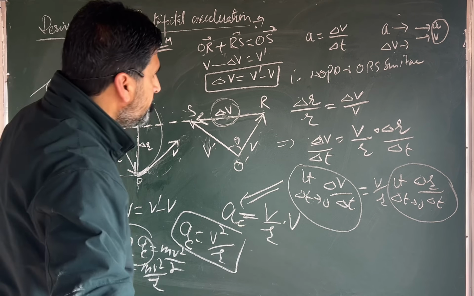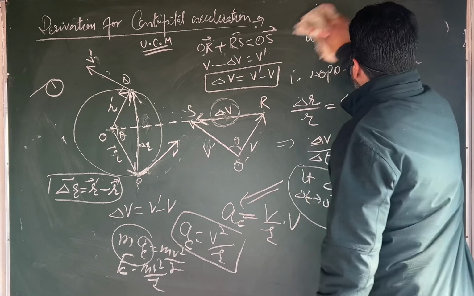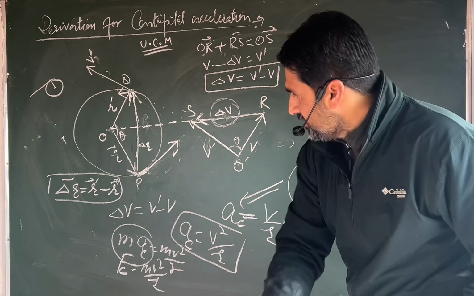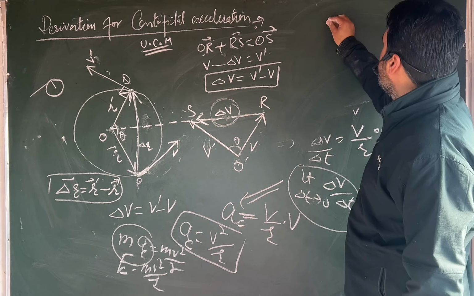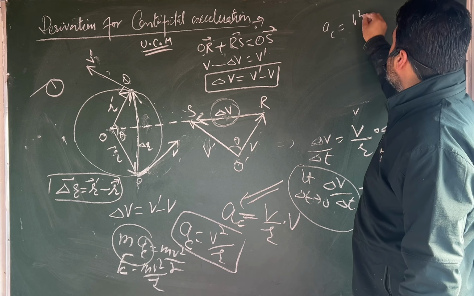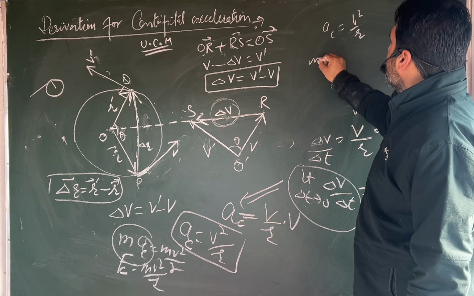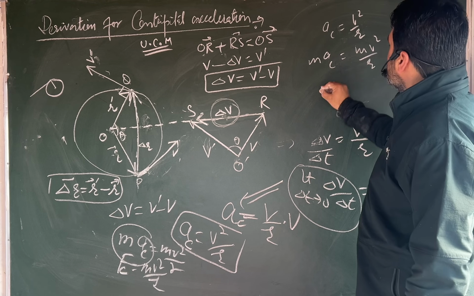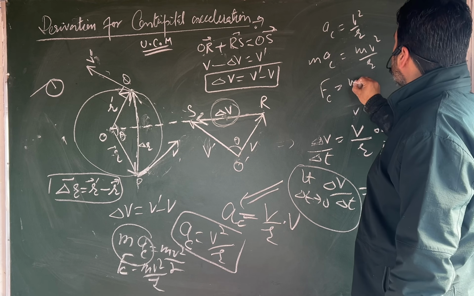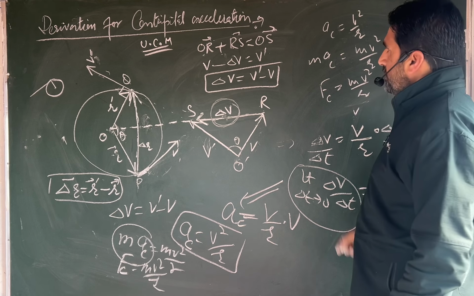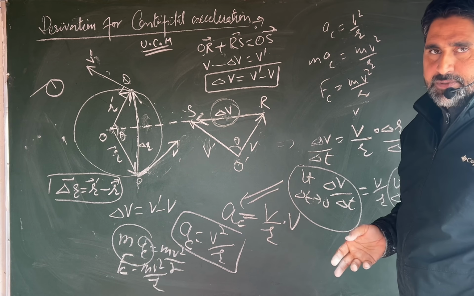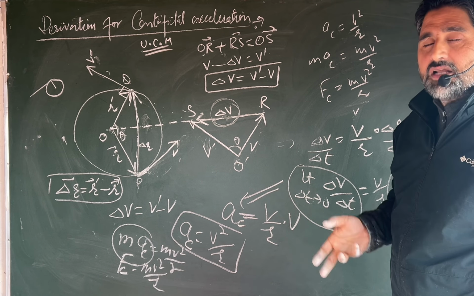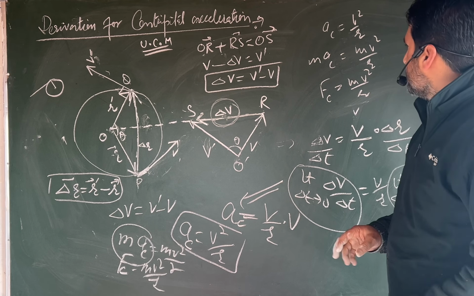You might have read this, so put it down. You can have a is equal to V square by R multiplied by m, so m a is equal to m v square by R. So this is called Fc, means centripetal force is equal to m v square by R. You can have a question: derive the expression for the centripetal acceleration or centripetal force. This is the centripetal force.